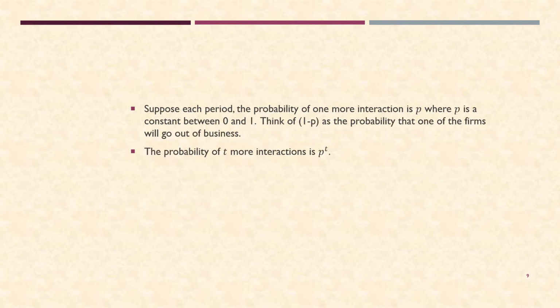I will now show that there is one situation when a repeated game changes the outcome in a prisoner's dilemma. This change occurs if the number of periods in the game is unknown, that is, cannot be predicted in advance. Assume that each period it is known that the probability of the game continuing for one more period is P, where P is a number between 0 and 1. Think of 1 minus P as the probability of one of the firms going out of business next period. The probability of the game continuing for 2 more periods is P squared, for 3 more periods is P cubed, and so on.